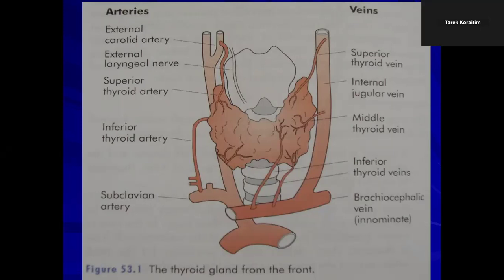On the right side of the screen, we can see its venous drainage, where the superior thyroid vein goes to the internal jugular vein. The middle thyroid vein, if present, goes to the internal jugular vein as well. And the inferior thyroid veins from both sides, from both lobes, go to the left innominate vein.